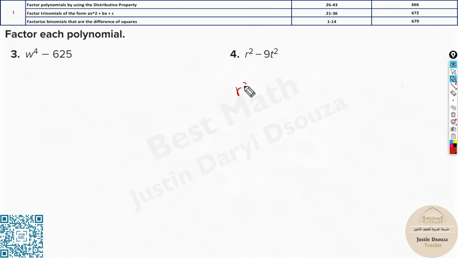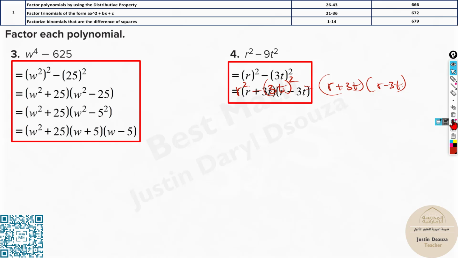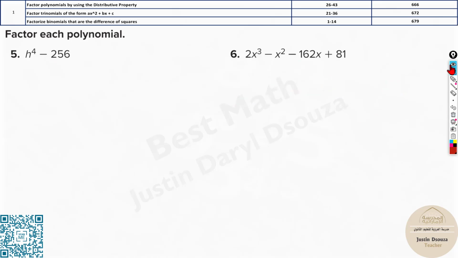So we have r squared, and this 9 can be written as 3, and t is already squared, so it'll become a whole squared now. Why? Because if you square it up, it'll be 9 and t squared. That's the same thing. So now let me split it out. It'll be r plus 3t. That's one factor. r minus 3t is another factor. That's it. But you need to write the identity and then split it out. So this is how we solve it.